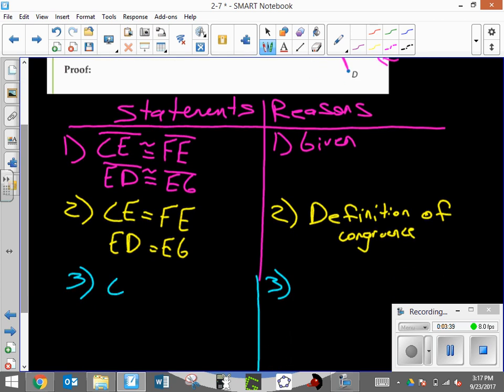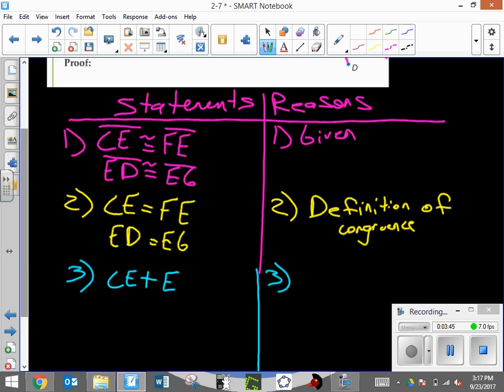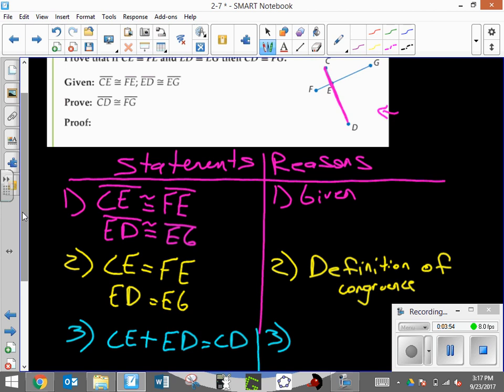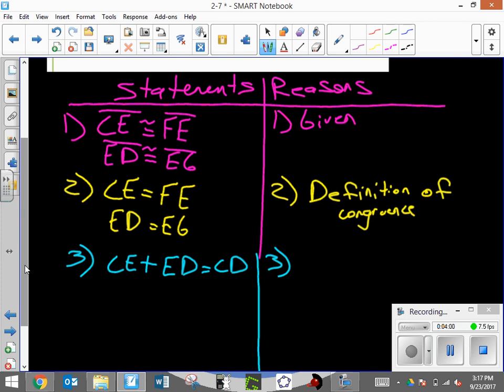Segment CE plus ED is going to equal CD. And that we know is by the segment addition postulate. Let me write that down and then I'll go back up and show what actually happened up there. So segment addition postulate.